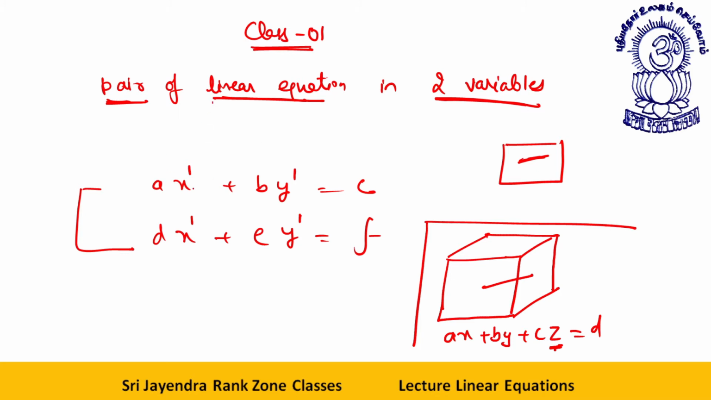So you got everything. Linear means line. How do you get a line? When you get the power of x and y as 1. Two variables means x and y. Pair means two equations. Okay.